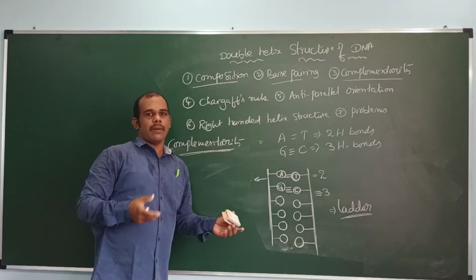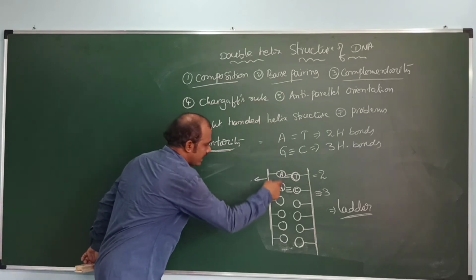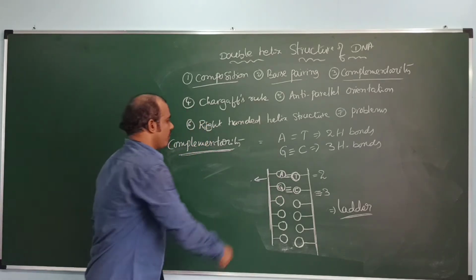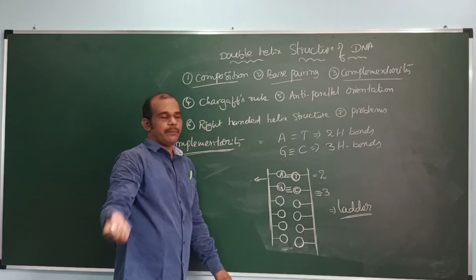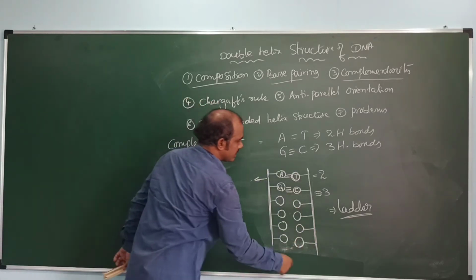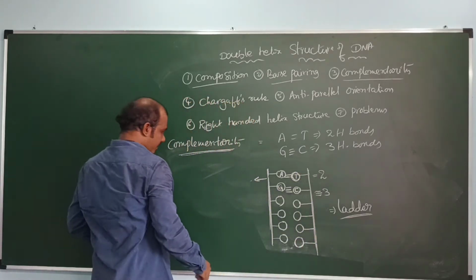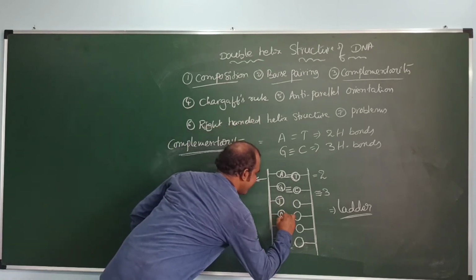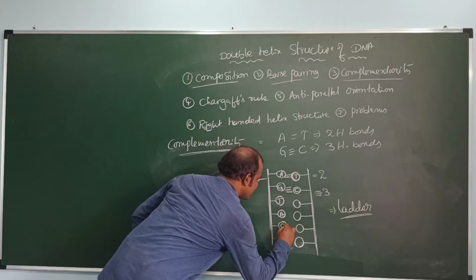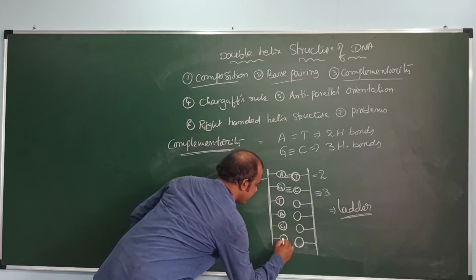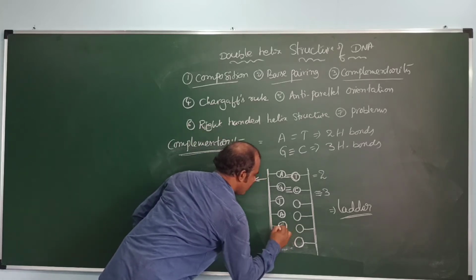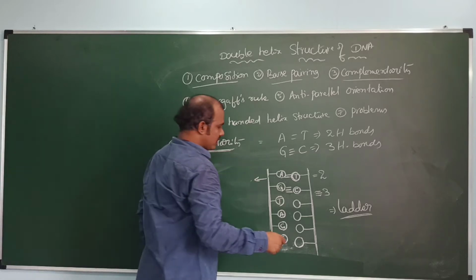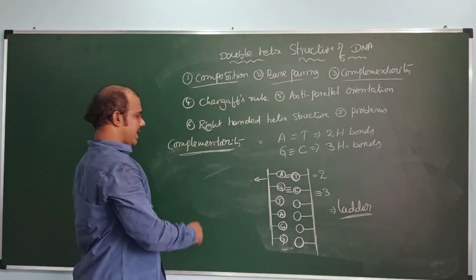So, according to complementarity, if we know the nitrogen bases of one chain, then we can predict the nitrogen bases of the opposite chain. For example, there is thymine, there is adenine, there is cytosine, there is guanine. What are the predicted nitrogen bases in the opposite strand?